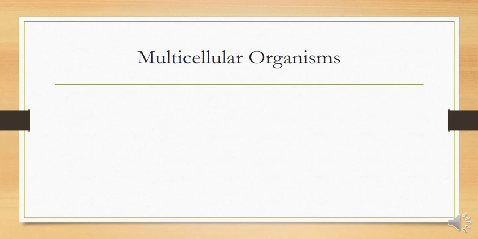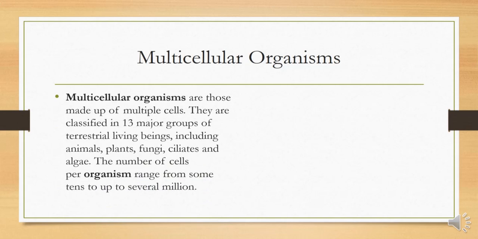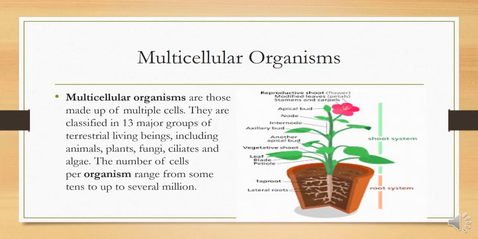Multicellular organisms are those organisms which are made up of multiple cells. They are classified in 13 major groups of terrestrial living beings, including animals, plants, fungi, ciliates, and algae. The number of cells per organism ranges from some tens to up to several million cells. The plant is also made up of cells, tissues, organs, organ system, and itself an organism, the plant.